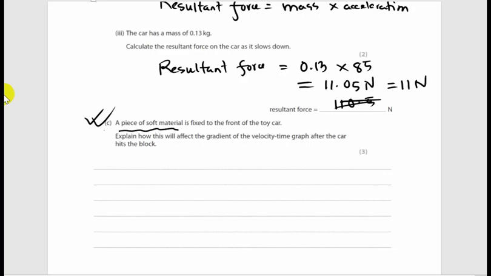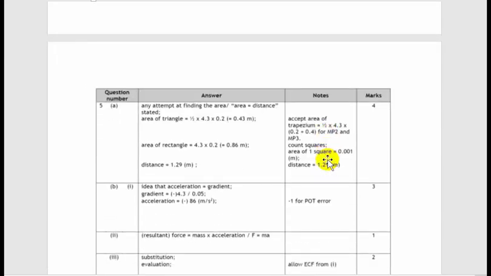Now question number C. A piece of soft material is used on the front of the toy car. Explain how this will affect the gradient of the velocity time graph after the car hits the block. So a piece of soft material. Remember, impact force equals change in velocity divided by time. If there is a soft material, then the time of collision increases. So impact force decreases, reduces the impact force.